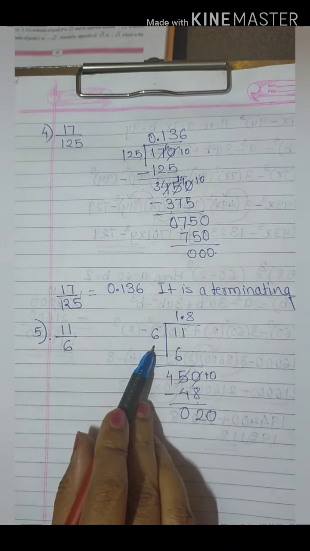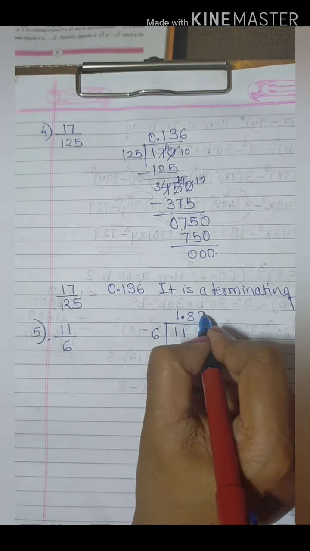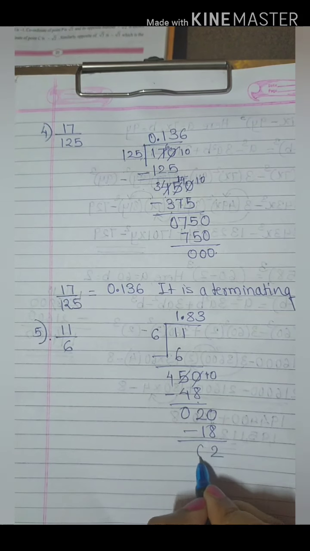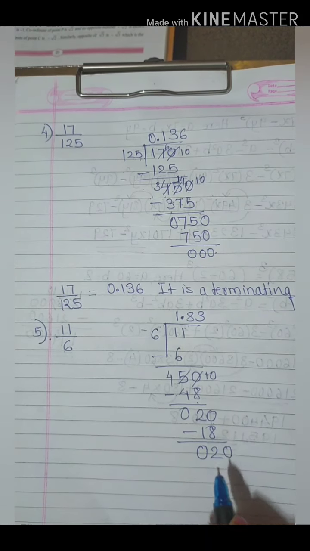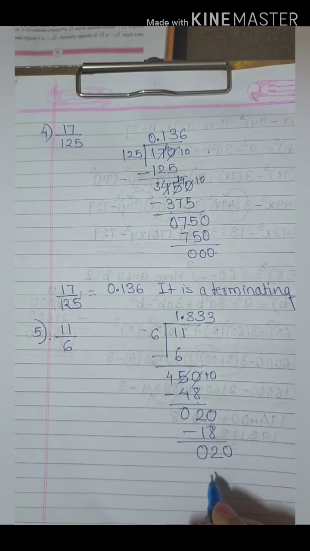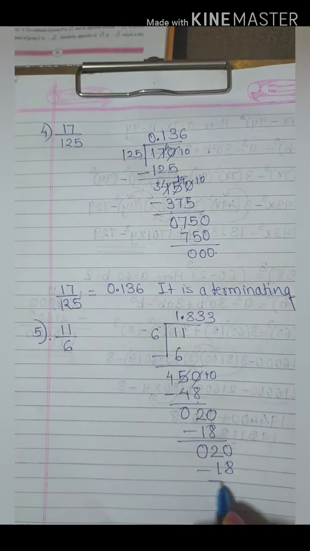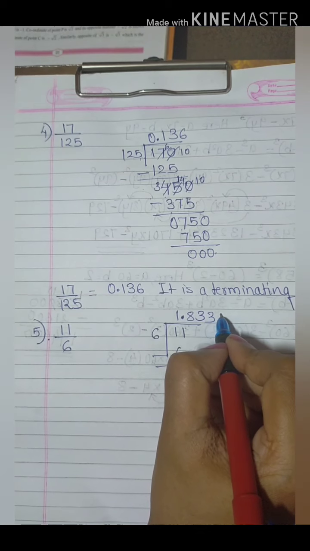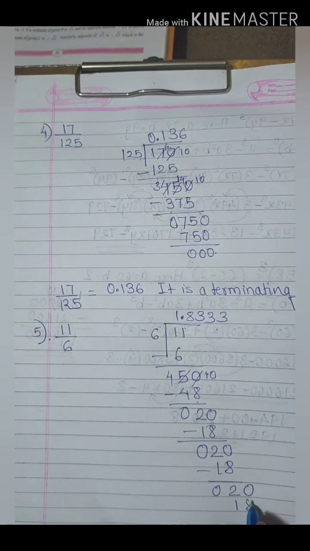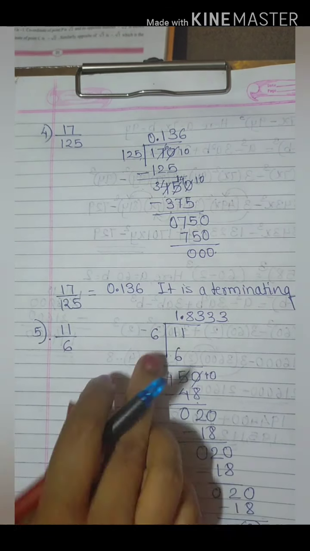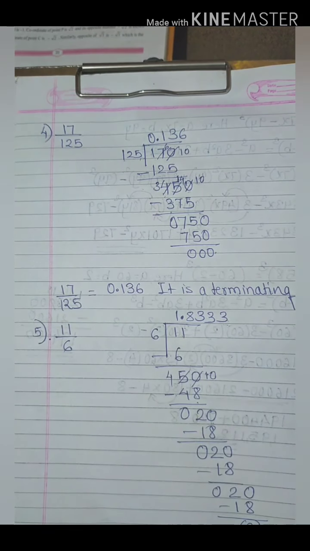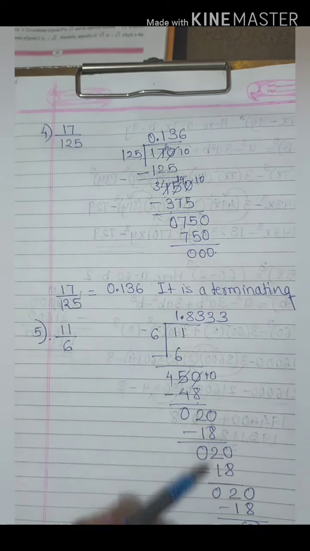Now 6 threes are 18. Again we will get 2. Again we will take 0 here. Again 6 threes are 18, again we will get 2. We'll take 0 again, then again 6 threes are 18. So it goes on repeating the number. If you see, it goes on repeating. We will not get an end, there is no end for this.